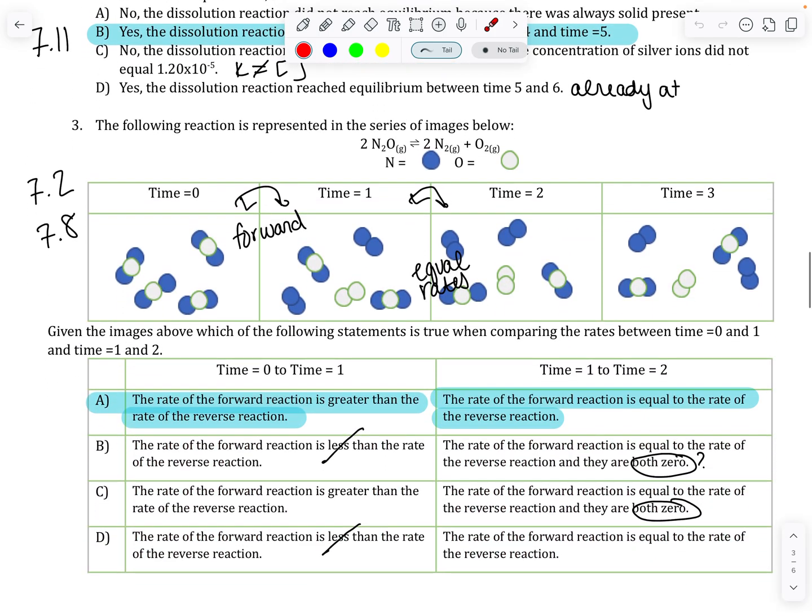Number 3, the following reaction is represented by a series of images. We've got a nice little key up here. It says, given the images, which of the following statements is true when comparing the rates between time 0 and time 1 and time 1 and time 2?